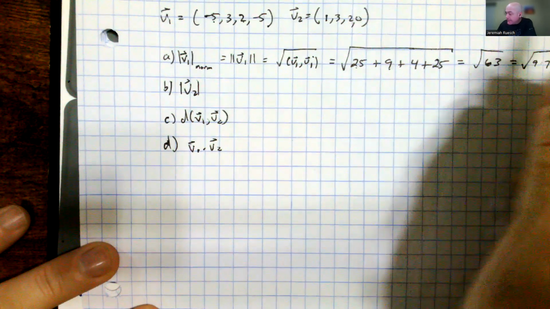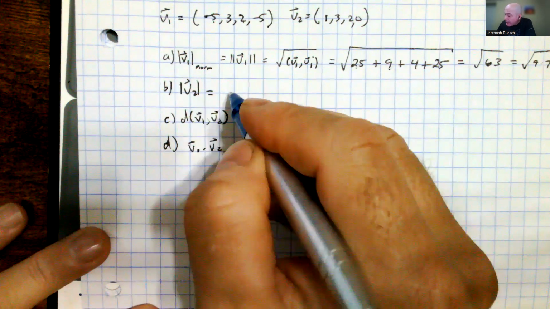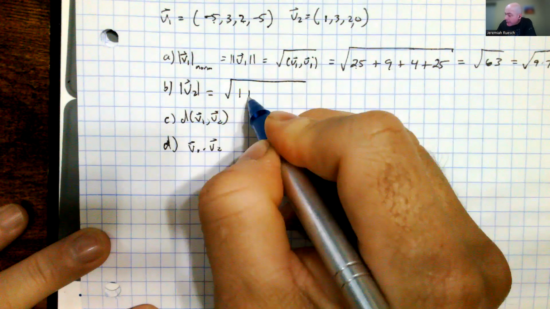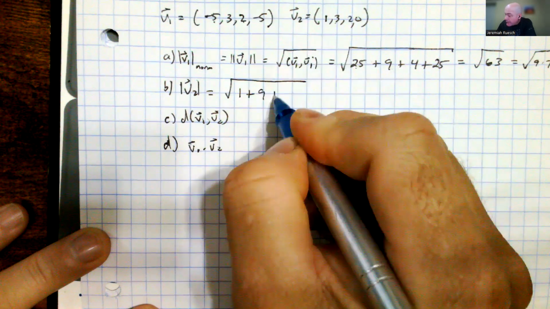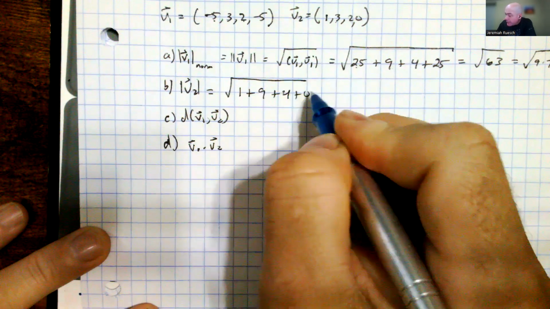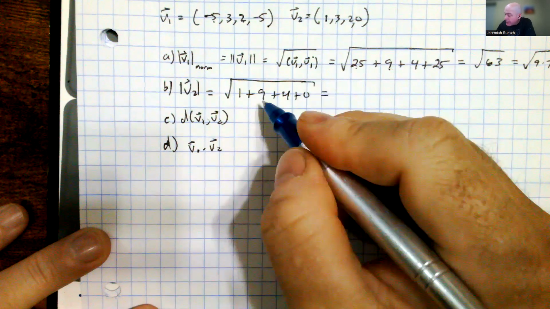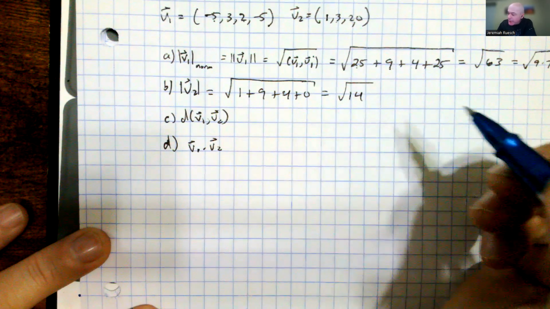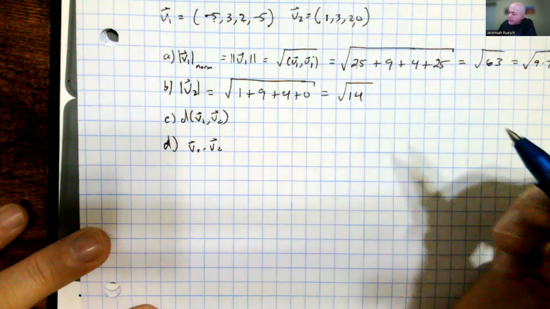All right. The norm of v2 is the square root of 1 times 1 plus 3 times 3 plus 2 times 2 plus 0 times 0. That gives us the square root of 14. So that's the norm of v2.